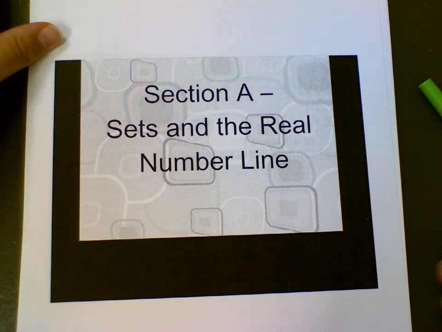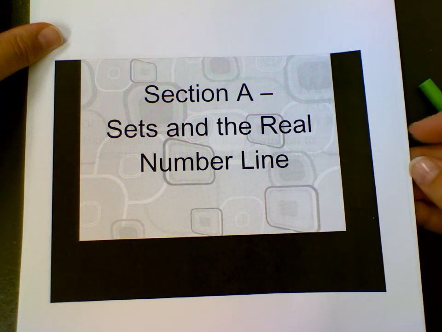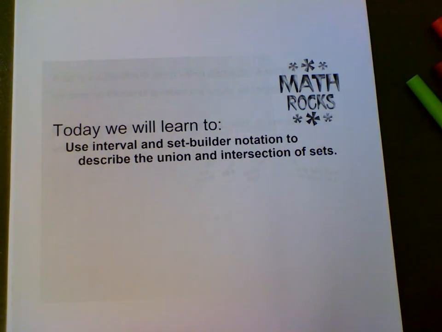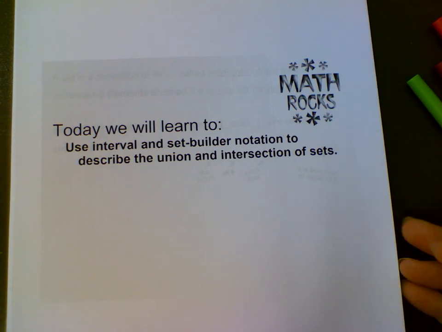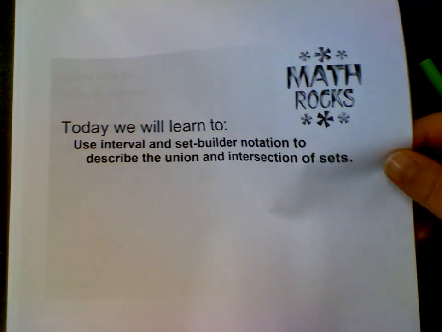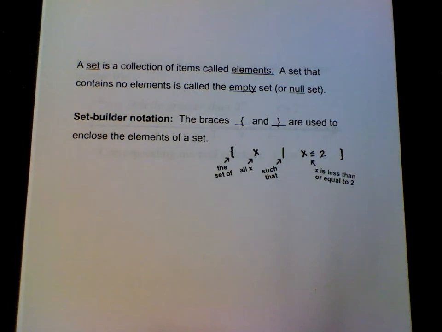All right, this is section A, sets and the real number line. So today we're going to talk about how to use interval and set builder notation to describe the union and intersection of sets. So first off, what is a set?